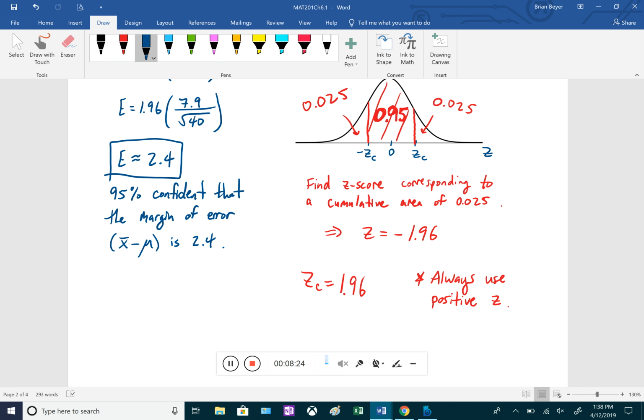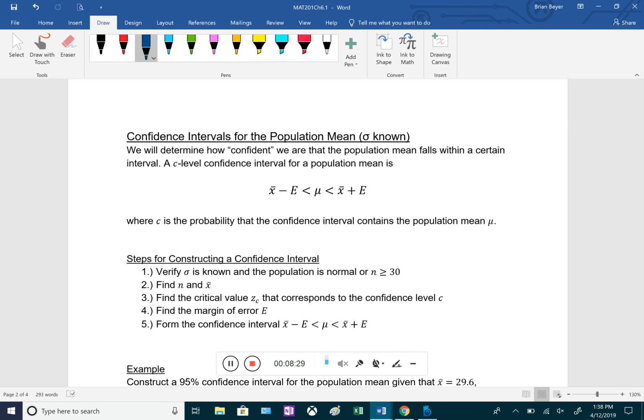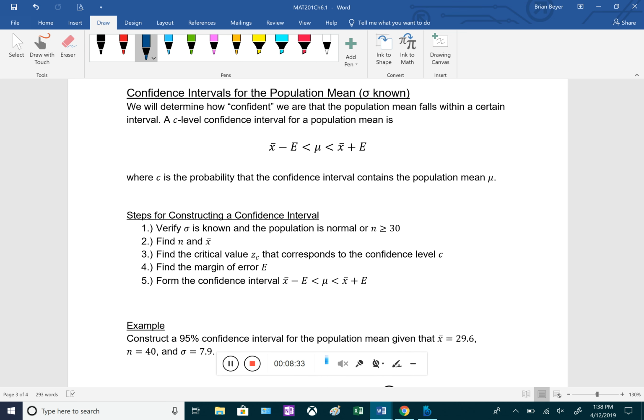Okay, so we don't have the sample mean for this one, so now we're going to be moving on to problems where we have the sample mean and we can actually construct an actual interval that the population mean will lie within. Just like I said, for confidence intervals for the population mean, once again, we're given sigma here. The population standard deviation is known. That's important because in the next section, it's not going to be known. So we're going to be doing it a little bit differently in the next section. So we're going to be determining how confident we are that the population mean falls within two numbers.